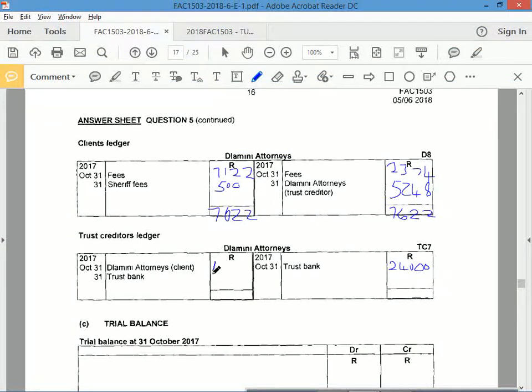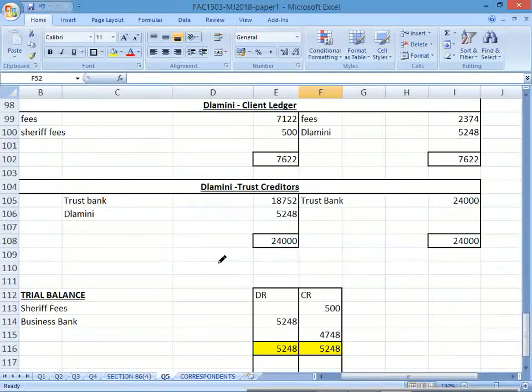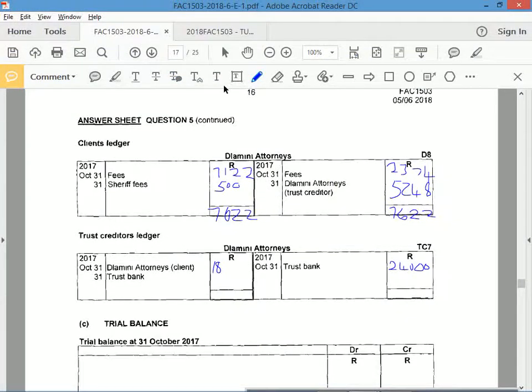18. Oh, Glamini is the smaller figure. Sorry, wrong way around. Okay, I had it the other way around in my notes in the file. 18752. And this figure was 5248.